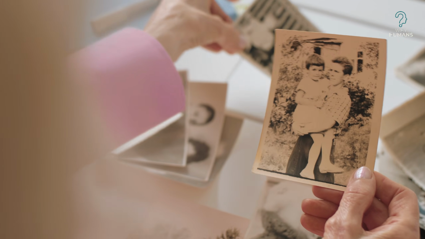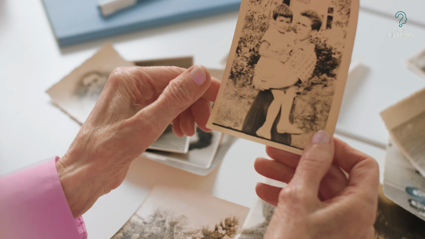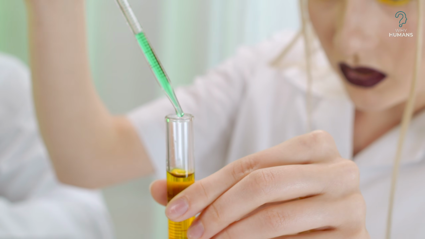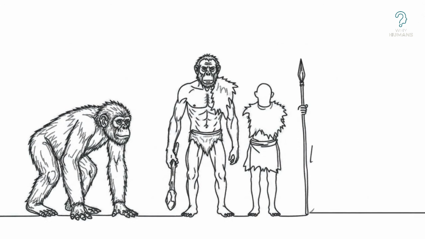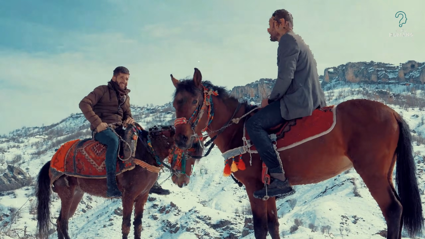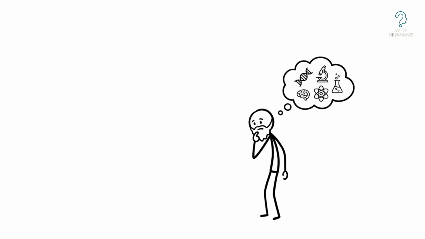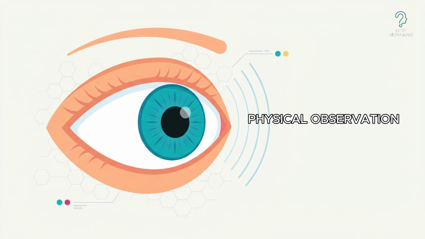How did people determine biological relationships before modern technology? Today we have incredibly precise DNA testing, but this wasn't invented until 1984. Before that milestone, throughout the vast span of human history, how did our ancestors figure out a biological relationship? The very first approach, used for the majority of human existence, was physical observation.